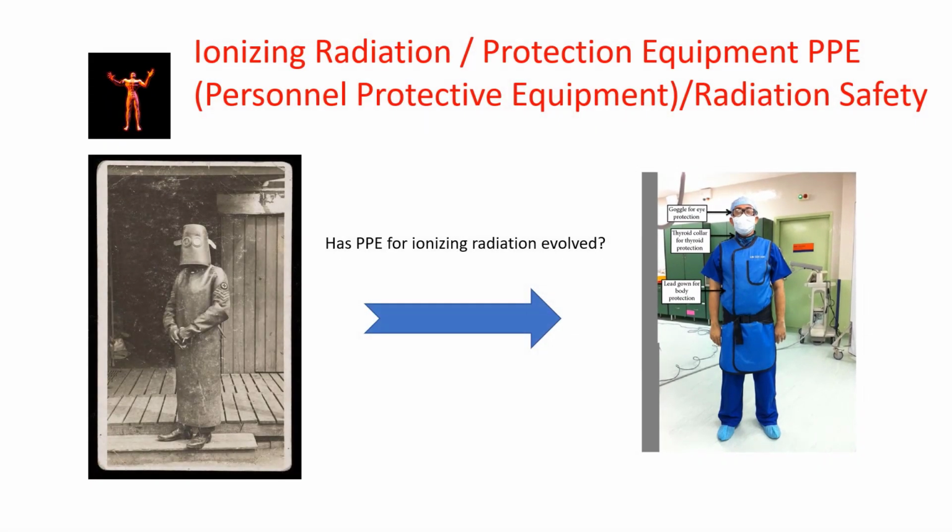Welcome to section 2 of the presentation. Here we will discuss more about ionizing radiation and radiation protection with a focus on the protection equipment or personal protective equipment used by occupational workers when they are exposed to ionizing radiation.